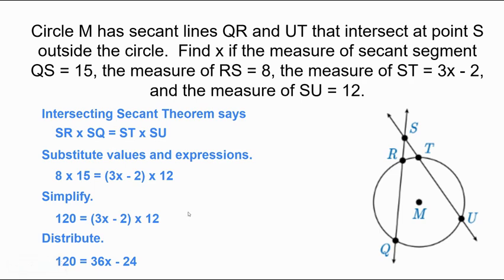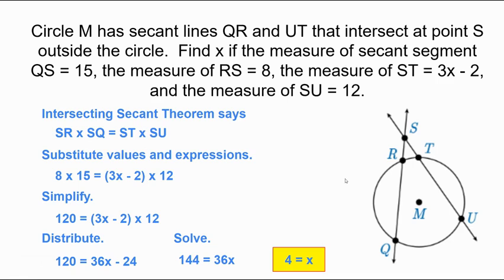You're going to be asking yourselves, okay, so how do I get that x by itself? I'm going to do the opposite of subtracting 24, and the opposite of subtracting 24 is to add 24. And that's going to give me 144 equals 36x. And then you ask yourself, okay, how do I get rid of the 36? It's being multiplied, so I'm going to do the opposite of that, which is to divide. And that gives me that x equals 4.